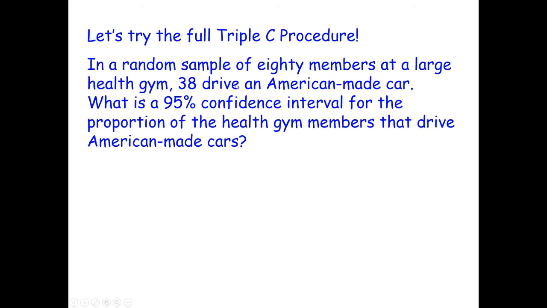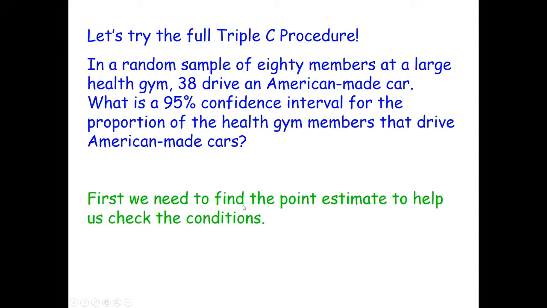So in a random sample of 80 members at a large health gym, 38 drive an American-made car. We want to get a 95% confidence interval for the proportion of health gym members, that's a weird one, health gym members that drive American-made cars. So we don't have time to do a census of all the 1,000 people or however many people come to this gym, but we did take a sample, a random sample of 80 members, and we're going to use that sample to get an estimate for what the true value is, and we're going to use a 95% confidence interval to do that.